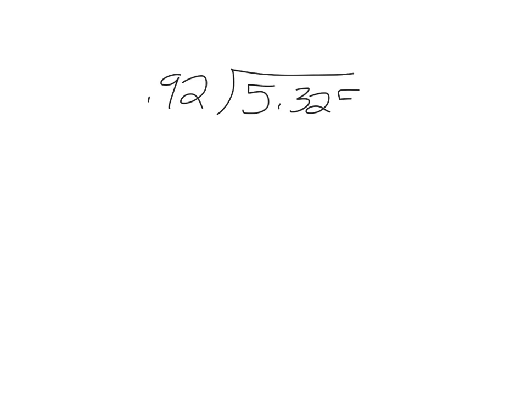Alright, so the problem is 0.92, and we're asking how many times does that go into 5.325. Well, you can't divide by a decimal, so first I need to move the decimal to make 0.92 a whole number, so make it 92. But whatever I do to that, I also have to do to the inside. So we get a new problem.